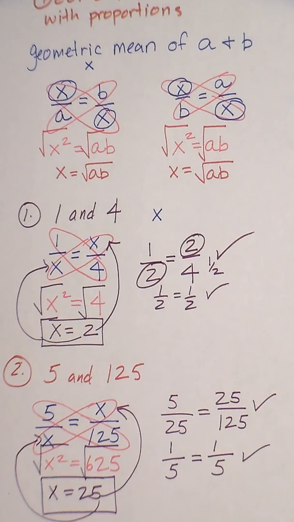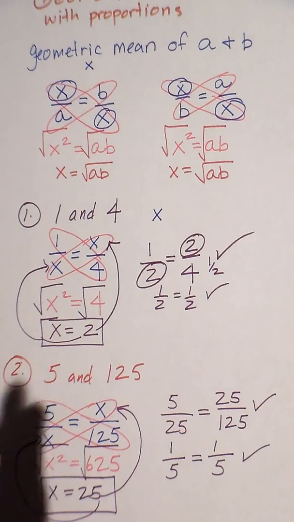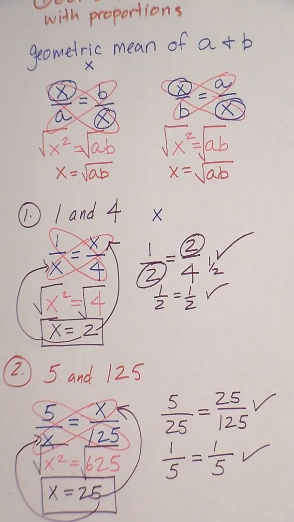So that's how you find geometric mean using simple algebra and proportions when we're not looking at it in regards to a right triangle or the altitudes of a right triangle, which creates our similar triangles, which we will do in the next lesson.